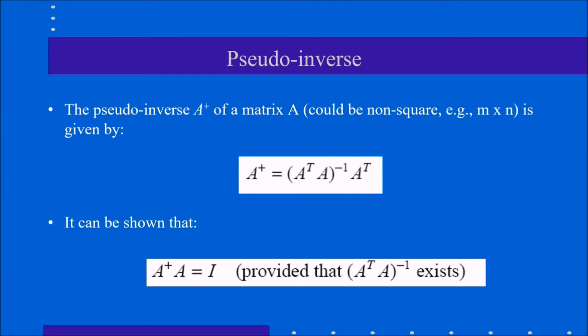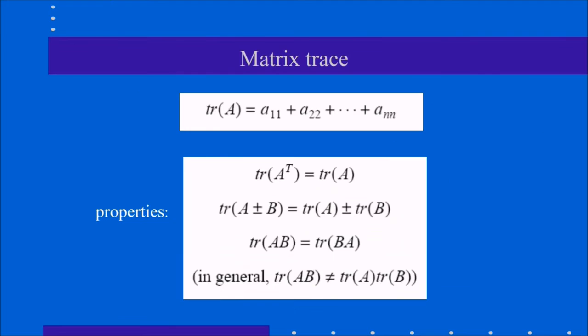The pseudo inverse, represented as A plus, of a matrix A, could be non-square, that is, you can have an M by N matrix and still find its pseudo inverse. It is computed like this: take A transpose A, take the inverse of this, and multiply it by A transpose. This is the pseudo inverse of the matrix A. It can also be shown that A plus multiplied by A will give you identity, provided that this inverse exists.